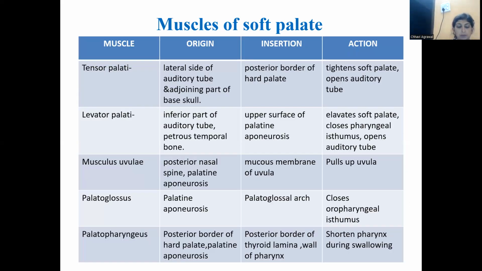The blood supply of the palate is from the branches of the ascending palatine branch of the facial artery, then lesser palatine from the maxillary artery, and palatine branch from the ascending pharyngeal artery.